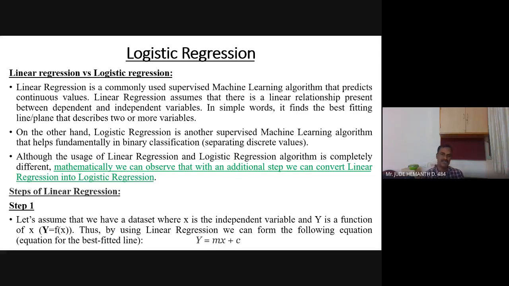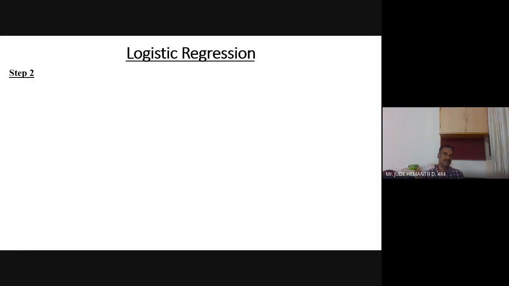Just by using linear regression, we can form the following equation. Y is equal to mx plus c. M and c are constants which we want to find out, which we can find using the stochastic gradient descent algorithm. And whenever x changes, y also will change. This is step number one.